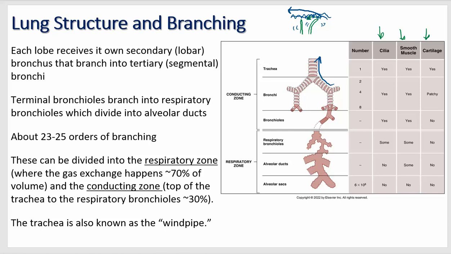Smooth muscle. So smooth muscle, remember, we have constriction and dilation. We want to dilate to get more air in, and that's those beta 2 receptors, when those are activated. And then we have parasympathetic.